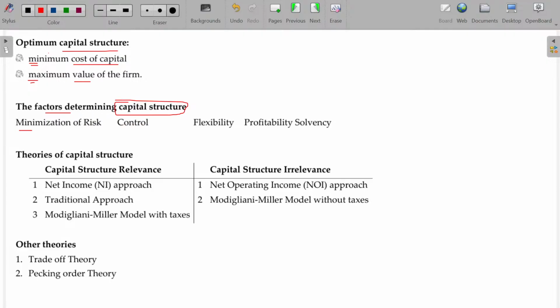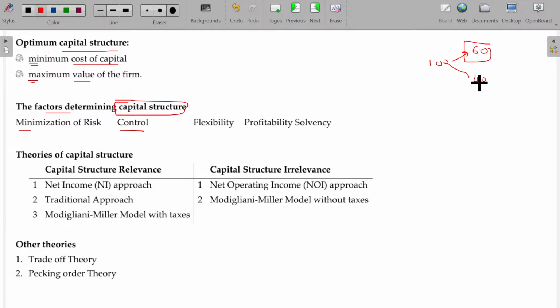Do you want to minimize the risk? Yes, then you need to finance out of debt lower. You have to finance predominantly by equity. If you want to have good control, then also you need to have more equity. Out of 100 shares, I have my own shares 60, meaning the promoters. The balance 40 will be the outsiders.